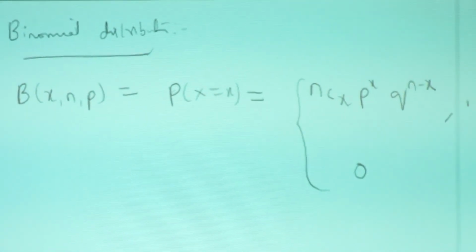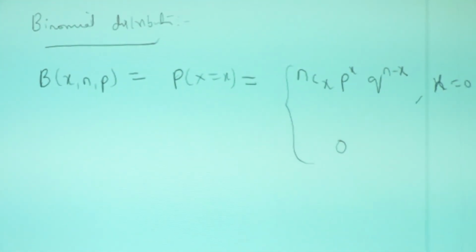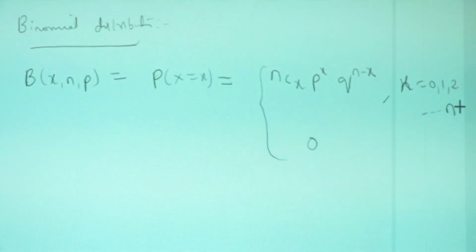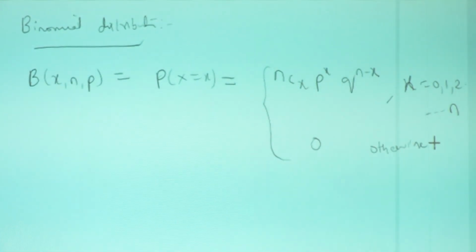Here x is equal to 0, 1, 2, 3, so on up to n, only when it takes a finite number of values. For the remaining, the answer is 0. B of x comma n comma p is equal to nCx p power x q power n minus x. But you have to keep in mind that some conditions are to be satisfied here. Write down: the number of trials should be finite, n should be finite, trials should be independent.